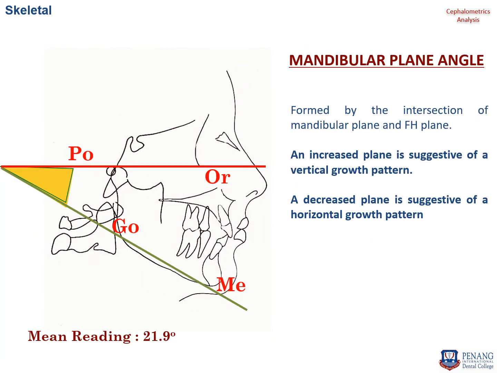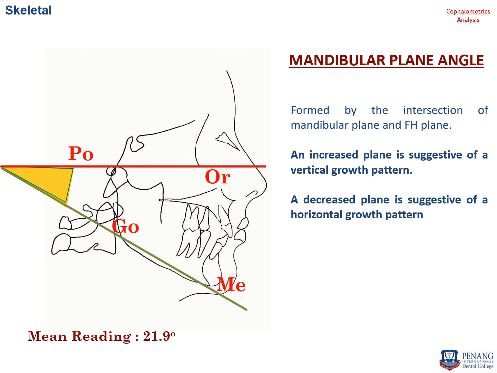Now coming to the mandibular plane angle. How is the mandibular plane angle formed? So basically here there are two planes. One is the mandibular plane and the Frankfurt horizontal plane. So the intersection between these two will give you mandibular plane angle.